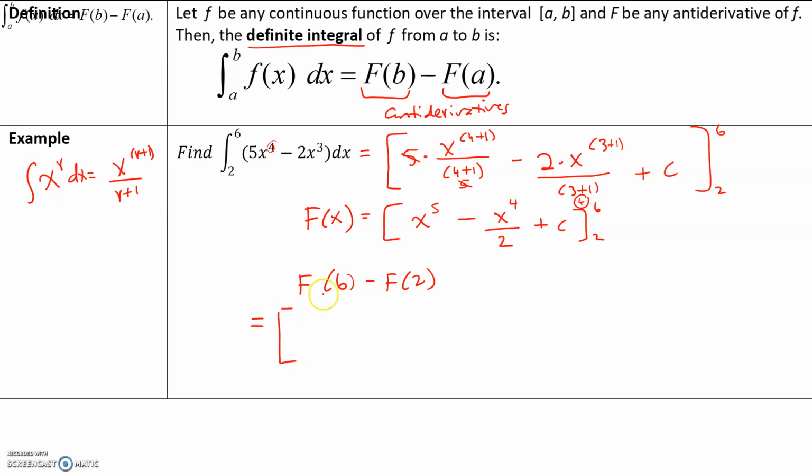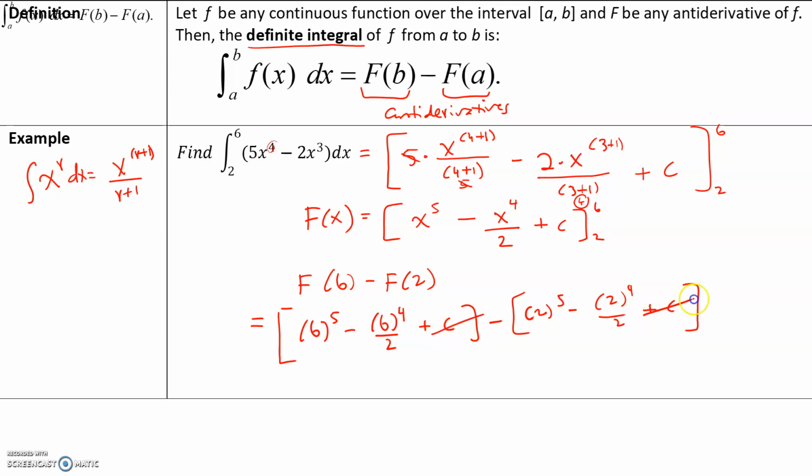But if we were to, big F of 6 would be 6 to the 5th power minus 6 to the 4th over 2. C is a constant, so there's no x there. Minus, now we're going to f of 2, so it's going to be 2 to the 5th power minus 2 to the 4th over 2 plus c. And what's going to happen every single time is the c and the negative c are going to cross out because it's just a constant. So we're really just left with this.